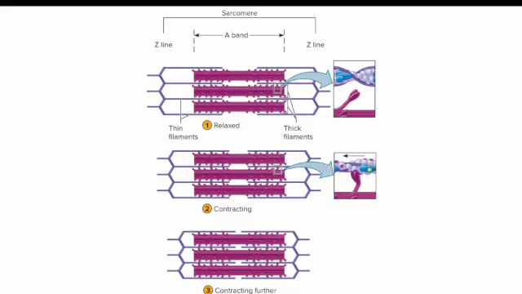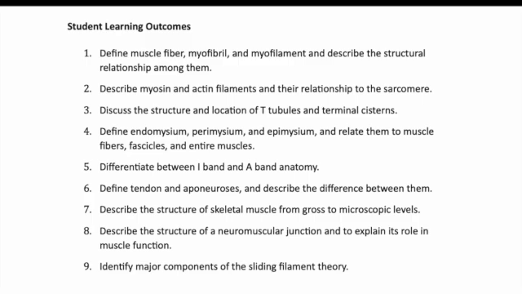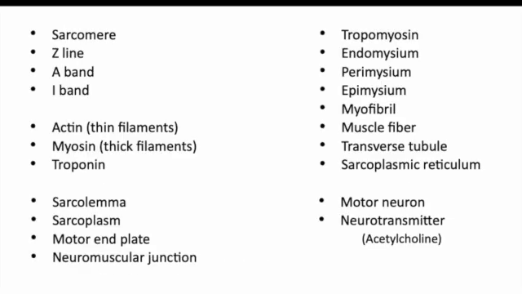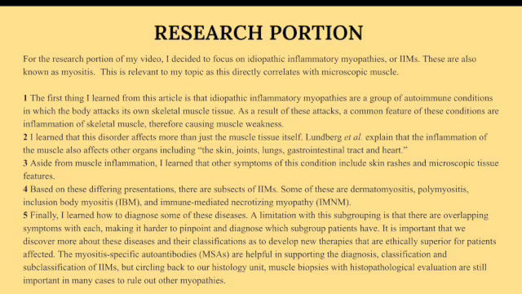These are the student learning outcomes listed for this section, as well as the terms needed to know, which were all covered in this presentation. For my research portion, I decided to focus on idiopathic inflammatory myopathies, or IIMs. These are also known as myositis. This is relevant to my topic as this directly correlates with microscopic muscle.